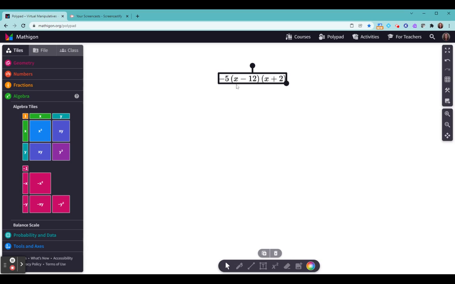Negative 5 times x minus 12 times x plus 2. So the same thing, we could choose to either multiply our two binomials together and then multiply our negative 5, or we can multiply our negative 5 times our first binomial and then multiply the results times our second binomial. This time I'm going to multiply our two binomials together.